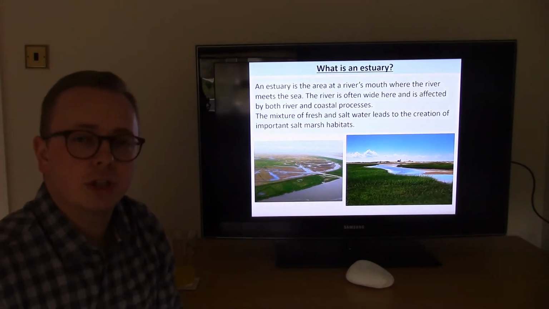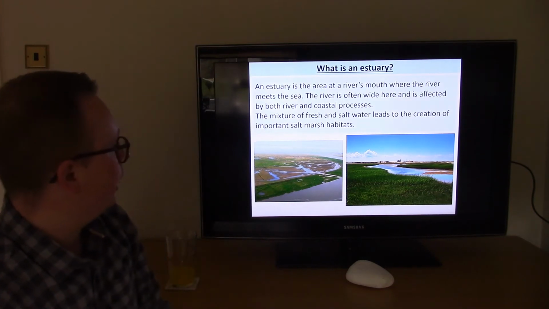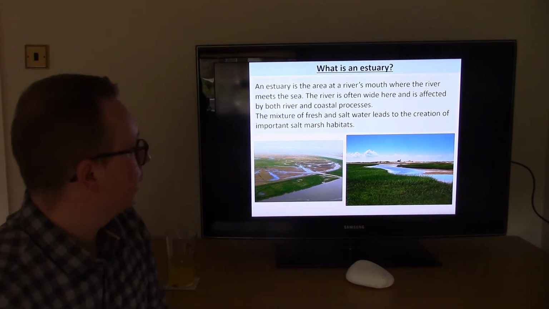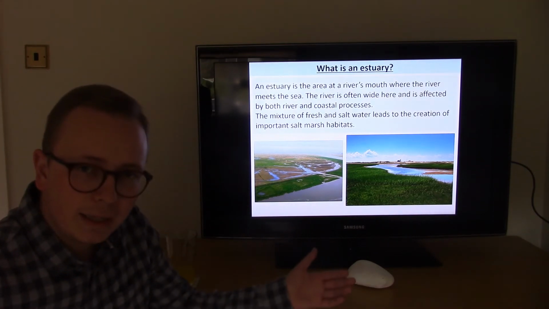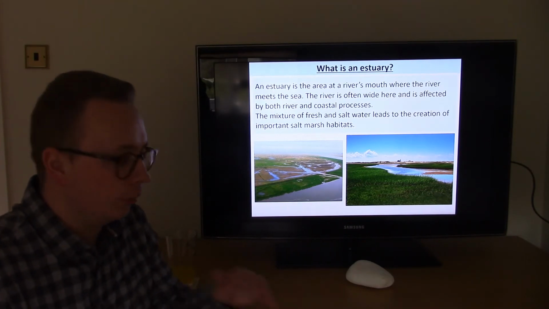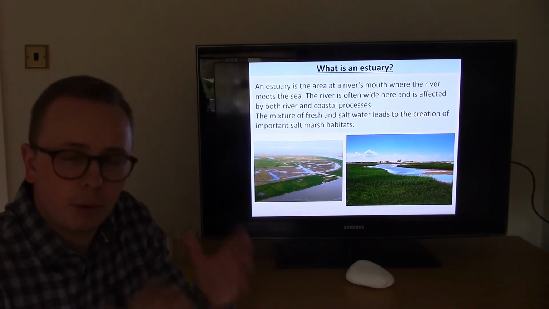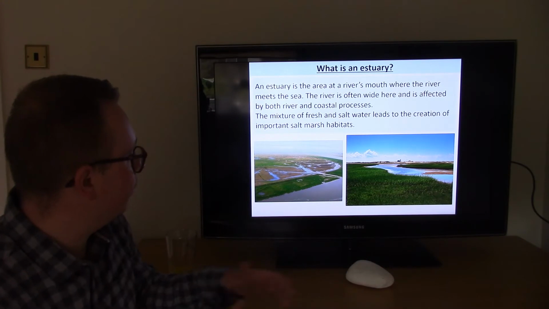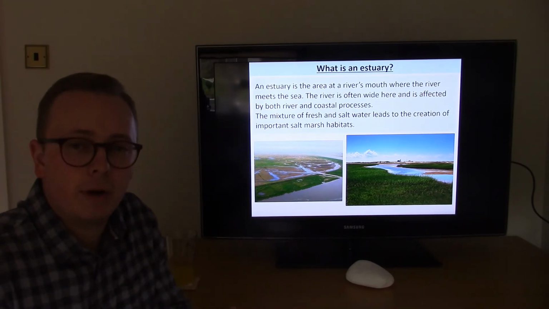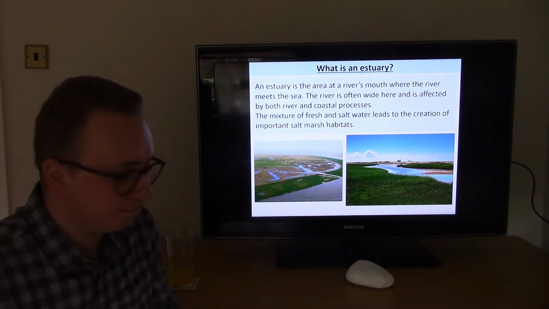And our last feature are estuaries. So an estuary is an area at the river's mouth where the river meets the sea. And the river is often very wide here as it meets the sea, and it's affected by both river and coastal processes. And we also have a very important habitat here, salt marshes. They form because of that mixture of fresh and salt water, and it's a very important habitat for many species.